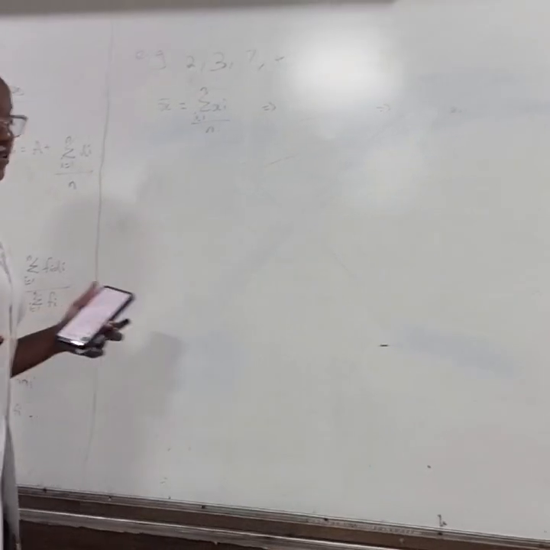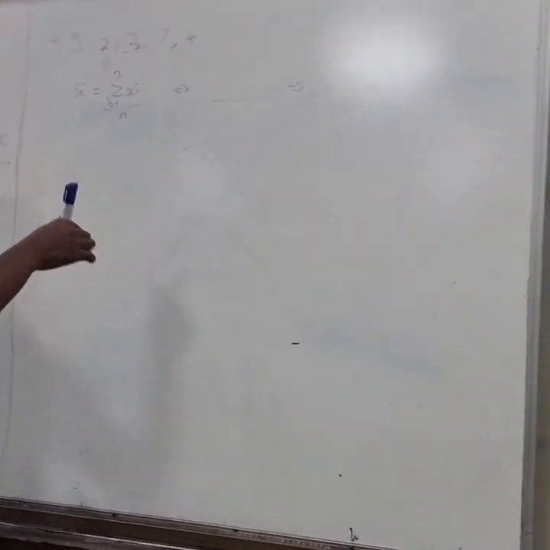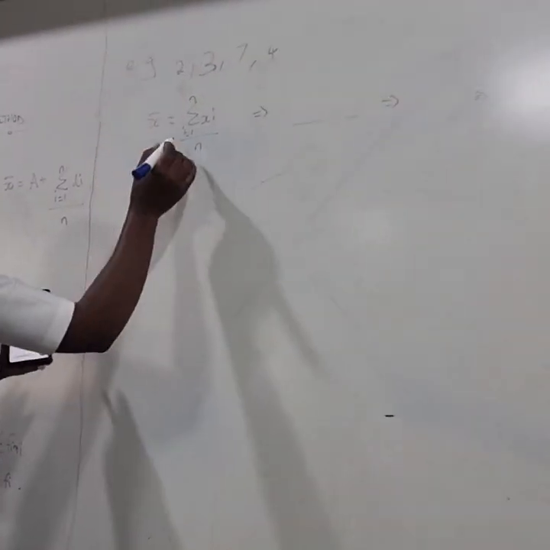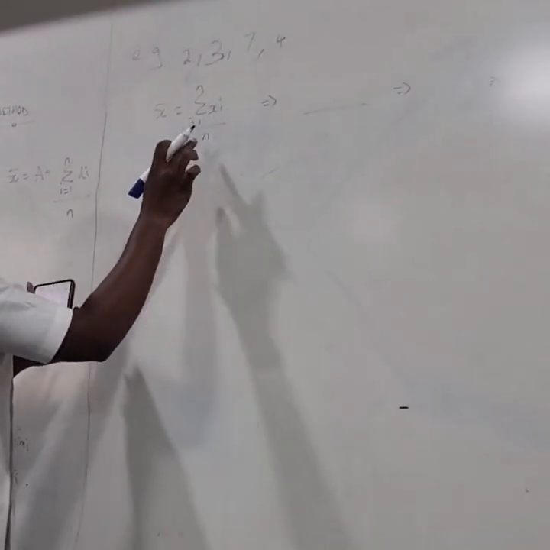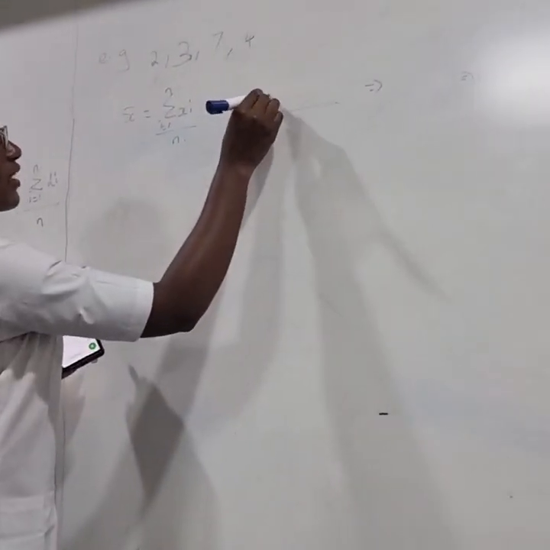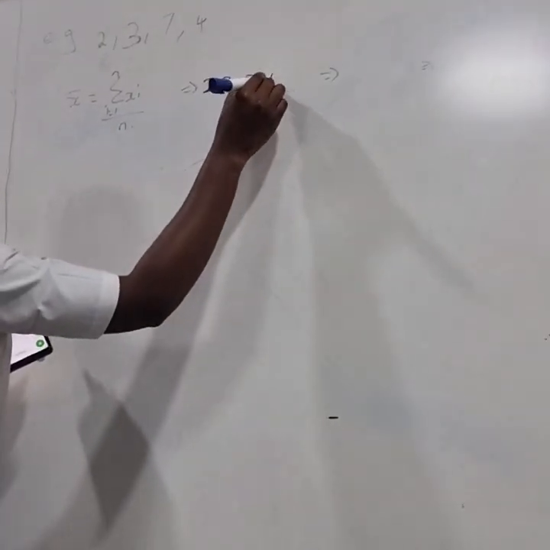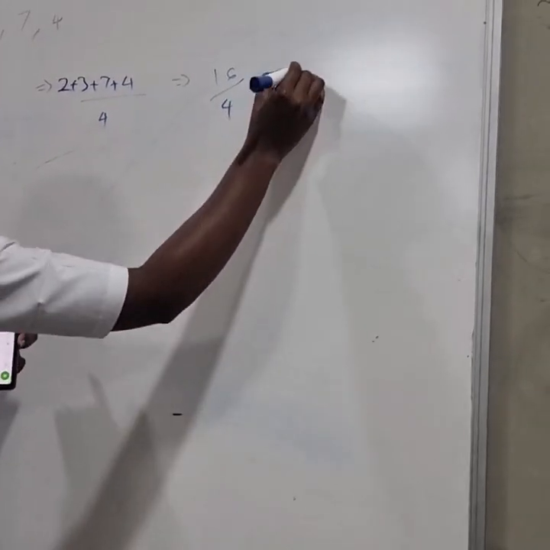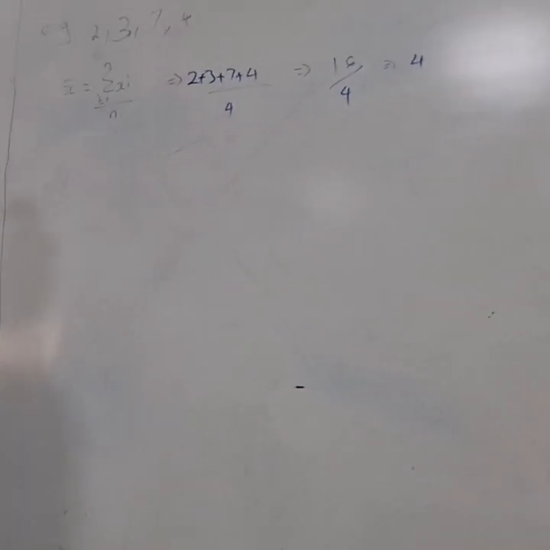For example, for individual data, example number 1, this is your data and you're told to calculate the mean. So the mean is given by the summation of xi over n. This will be 2 plus 3 plus 7 plus 4 divided by 4, which gives you 16 divided by 4. So the answer you get is 4.